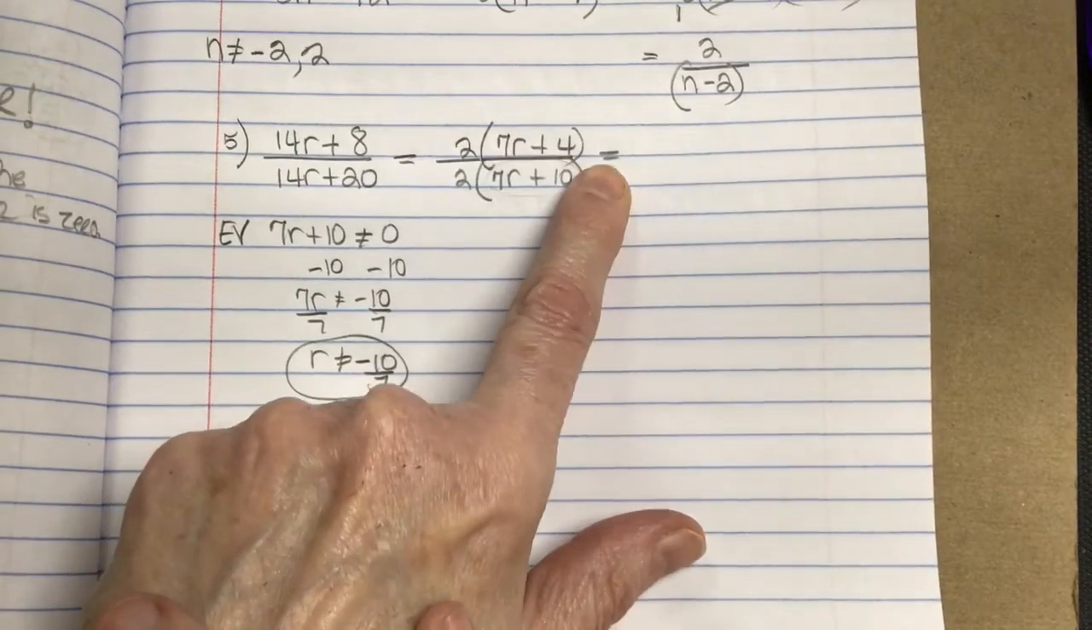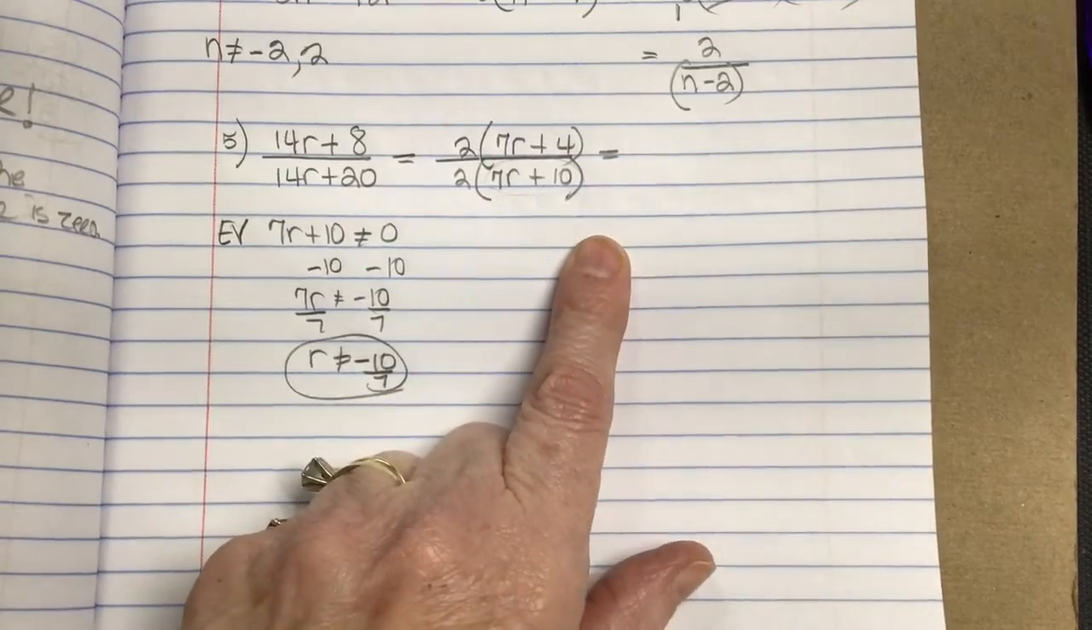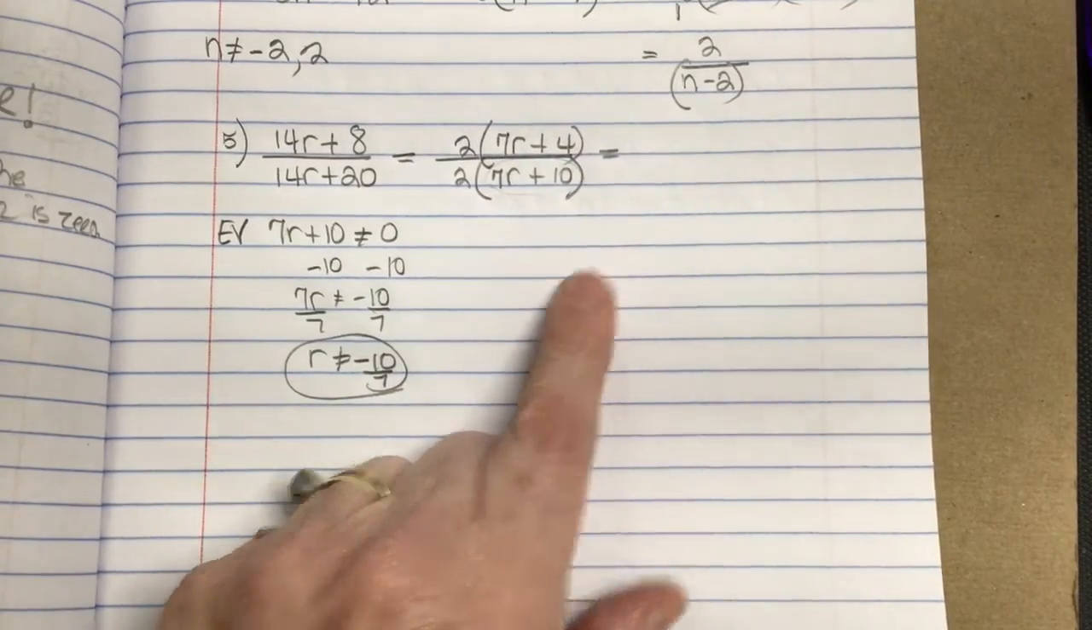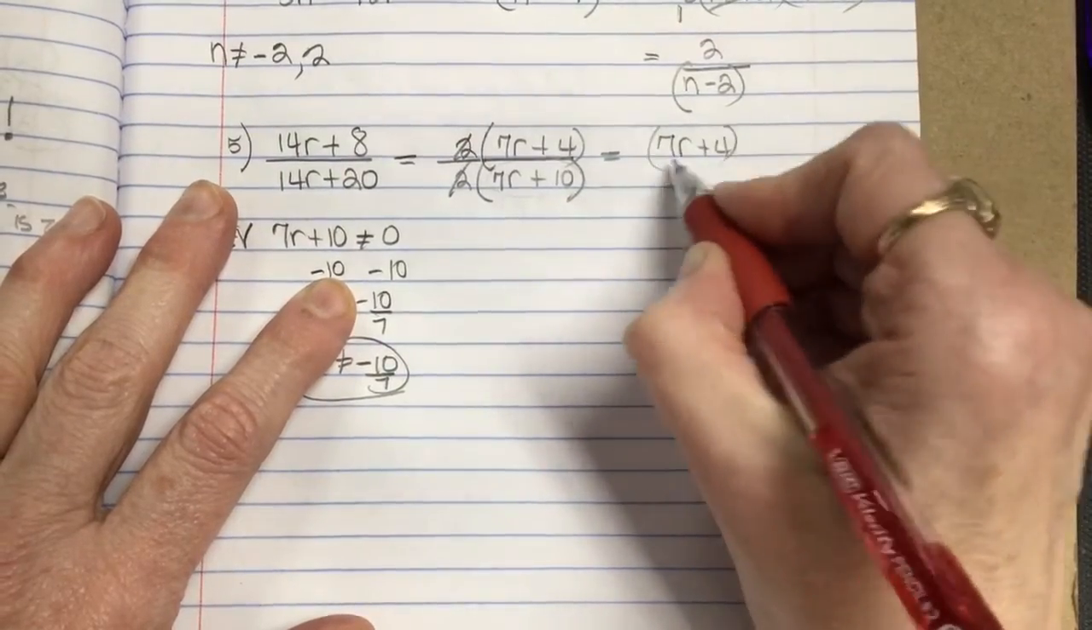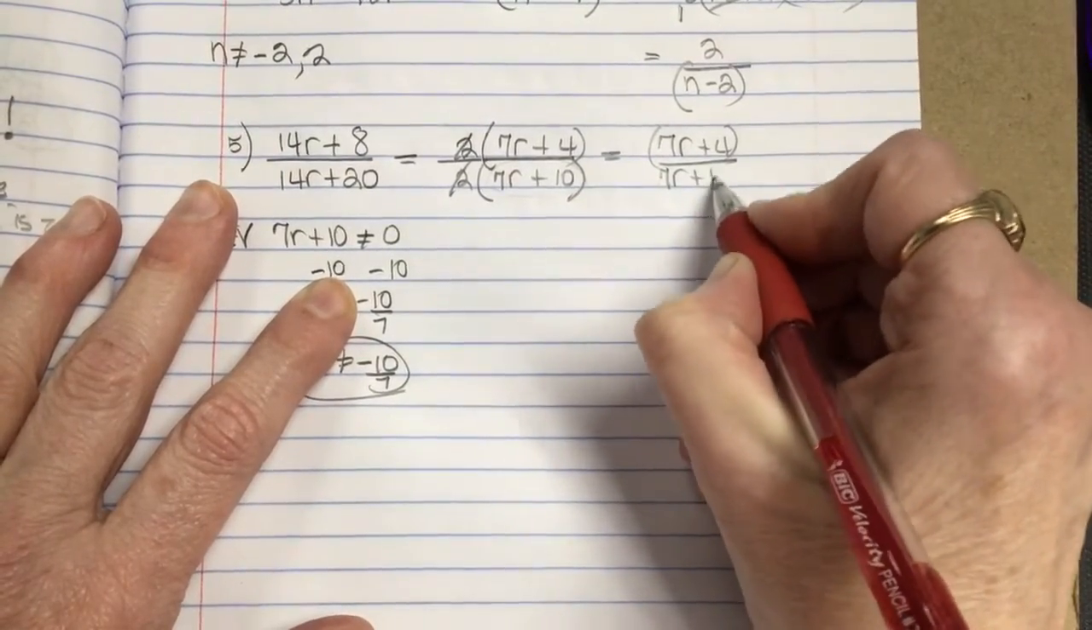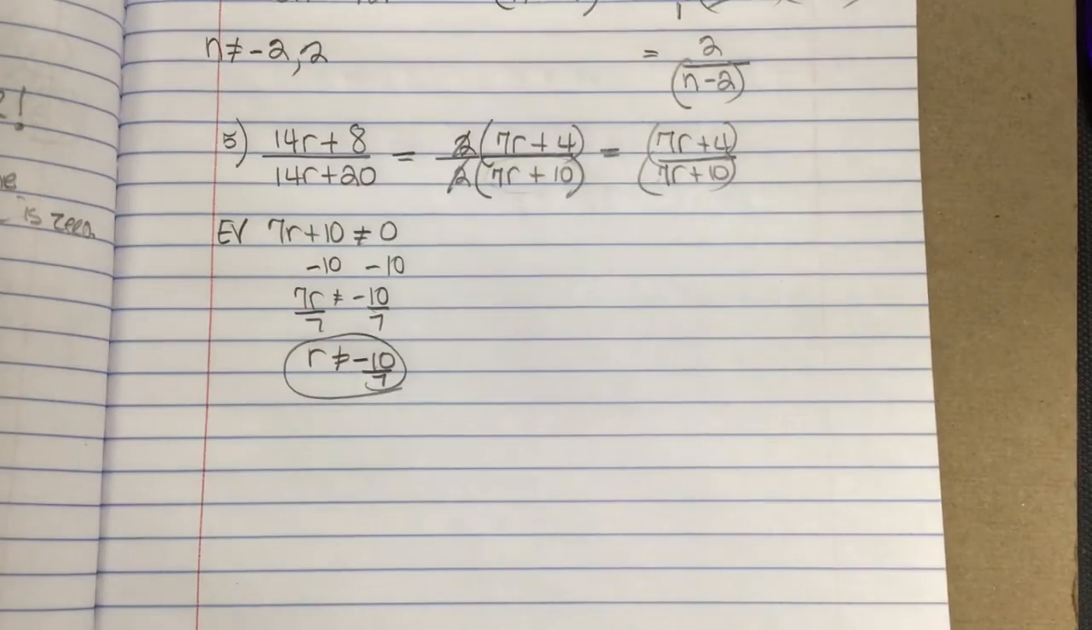What cancels here? Okay, you can only cancel 7r plus 4 if there's a 7r plus 4 on the bottom. And there's not. The 2's, that's it. And you get 7r plus 4 over 7r plus 10. I did that one because a lot of people get freaked thinking they could do something else. They think you got to do something else. It's just got too much work in it.